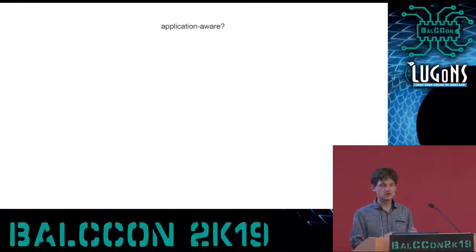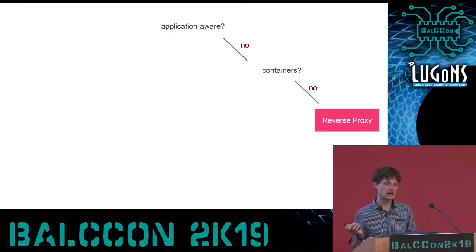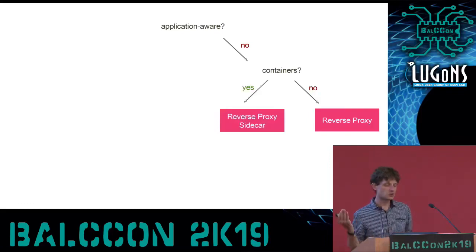The first question I would ask if I were to design a system is whether there is a need for my application to be aware of caching. If no, then do I use a container environment or not? If no, I can just use a major solution from Nginx as a reverse proxy. If yes, then use a reverse proxy sidecar as soon as there is a major solution. My estimate is that in one or two years people will use it.